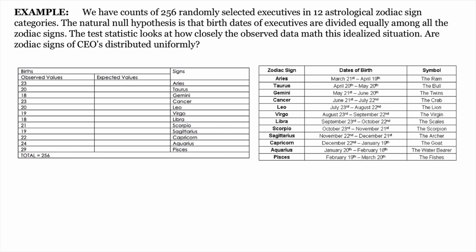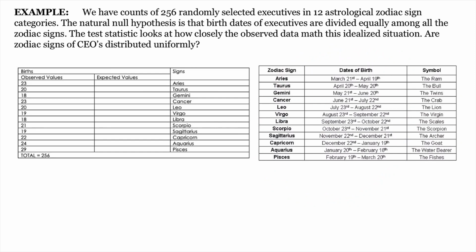So the natural null hypothesis is that birth dates of executives are divided equally, so it doesn't matter. They're trying to say, does it matter? Are all executives equally distributed between the 12 astrological signs? Are executives born during a certain time more likely than others, or does it not matter? That's what we're going to test.